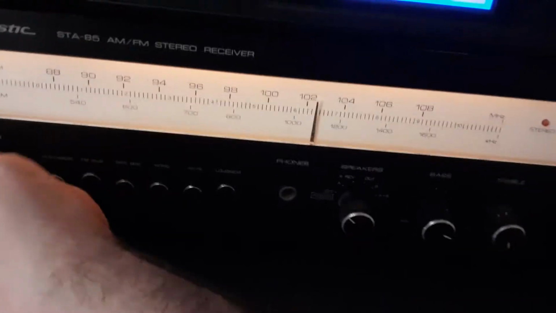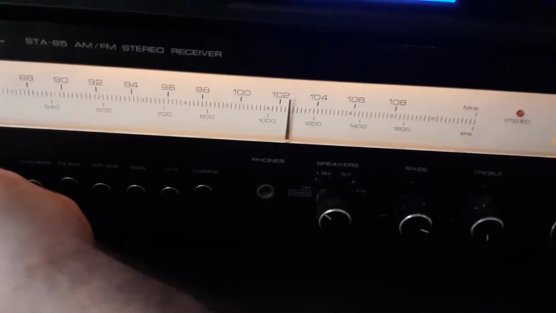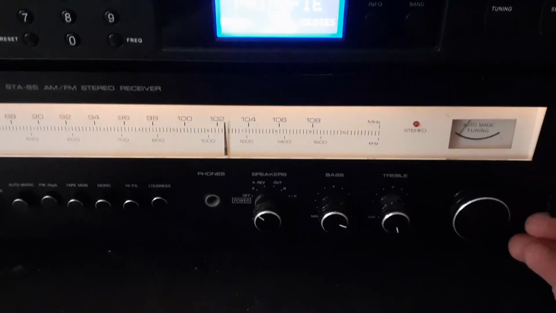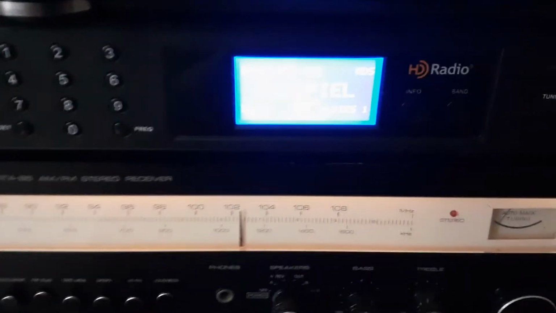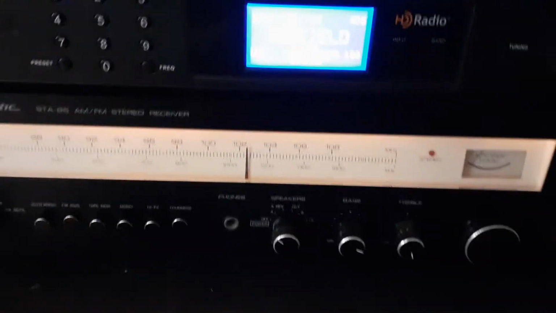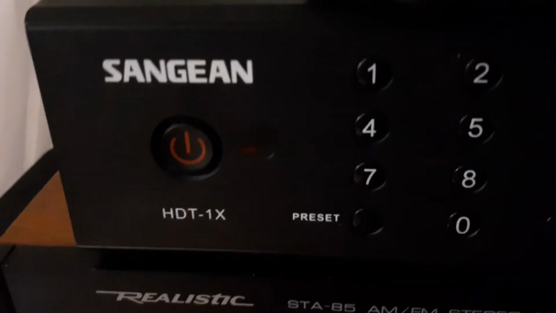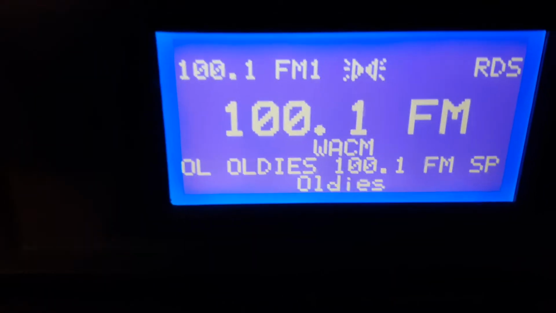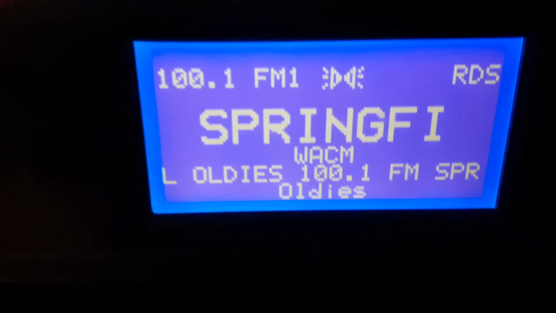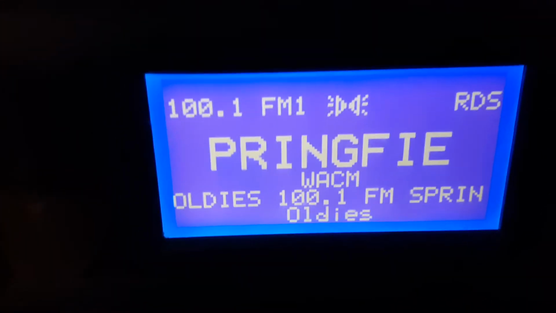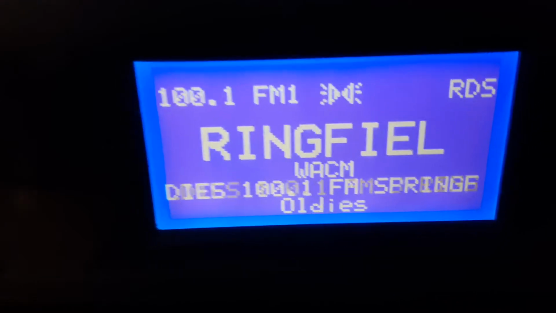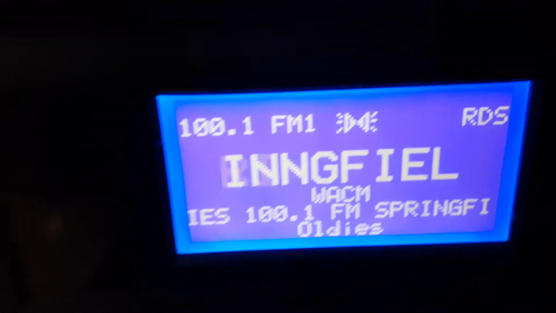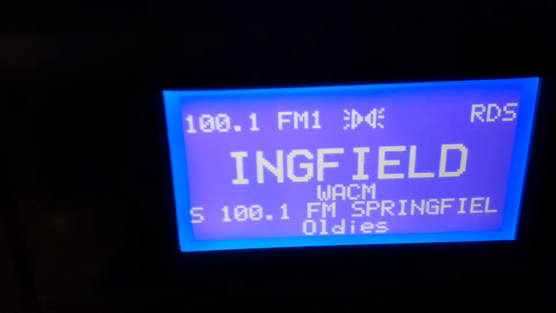All right, so this is the FM side of that AM 1270 in Springfield, WAEC I think it is. And this is a Sangean HD receiver. Of course, this station's only an analog station. It just shows RDS data. And it's very low power, only 250 watts, and I'm about 10, 12, 15 miles from the transmitter.